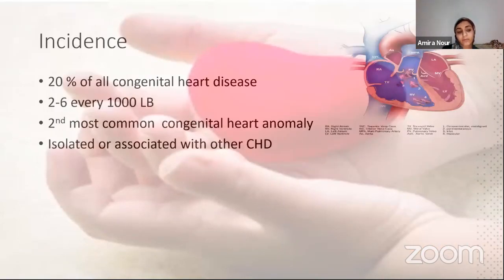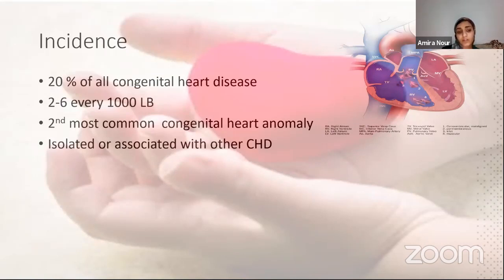Actually, if we want to know the importance of any disease, we should know its incidence. I mean, how frequent is it? And actually, I think VSD is a very important topic, as VSD represents the second most common congenital heart anomaly after bicuspid aortic valve. If we consider it a congenital heart disease, it represents 20% of all congenital heart disease. And if we are having 1,000 live births, at least 2 of them will have ventricular septal defect.